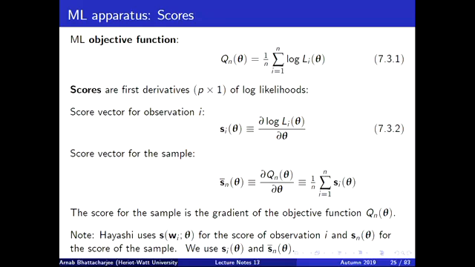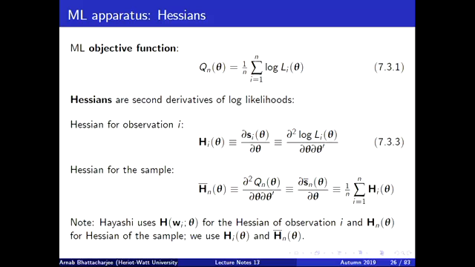Right, there are some notation issues. You guys take care of that. And so the score for the sample is the gradient of the objective function. Well, we have taken the gradient, equated that to 0. What makes us so certain that we have got a maximum? Well, we are not certain at all. We need to check the second order derivatives, right? So the second order derivatives are called Hessians.